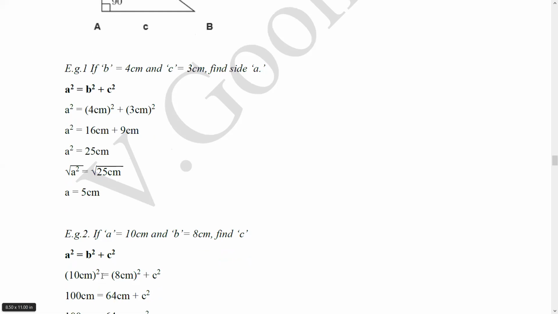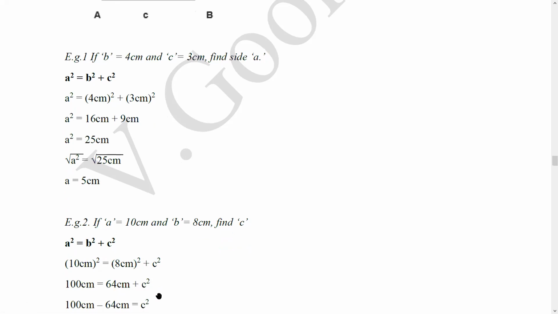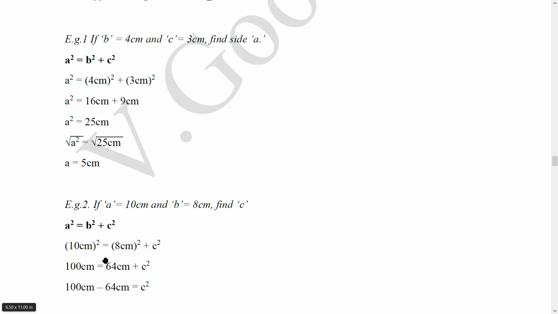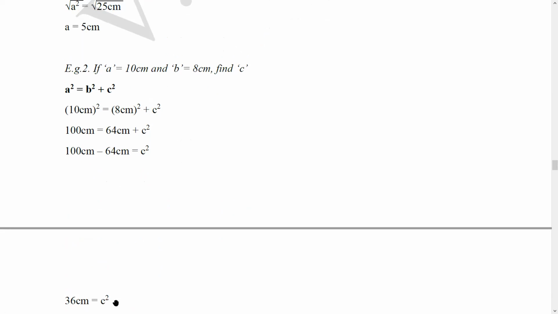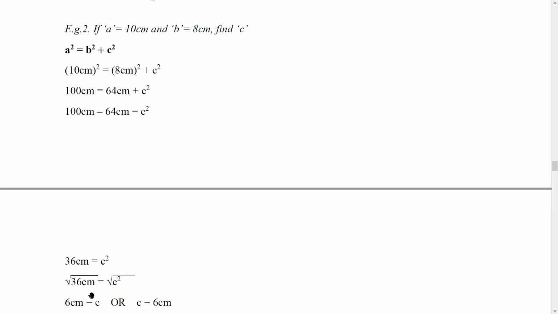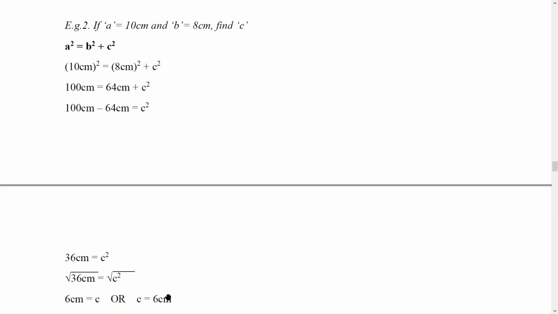Okay, so 10 centimeters squared is 100 and 8 centimeters squared is 64, so it's 100 is equal to 64 plus c squared, of course. So we don't want this here, we want to find c. So we take this 64 and we take it across, so it becomes 100 take away 64 is equal to c squared, right? So 36 is equal to c squared. We want to get rid of this square, so we have to find the square root, right? We put the square root sign here and the square root sign here. So the square root of c squared is c, and the square root of 36 is 6. So the answer is 6 centimeters.